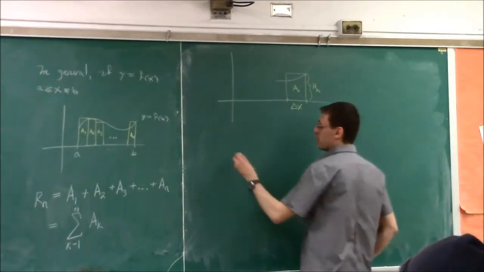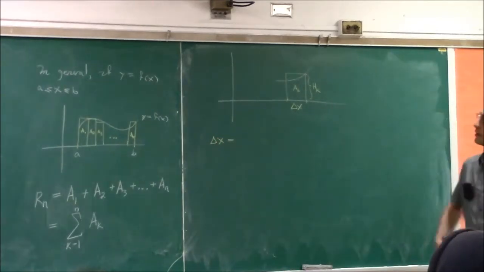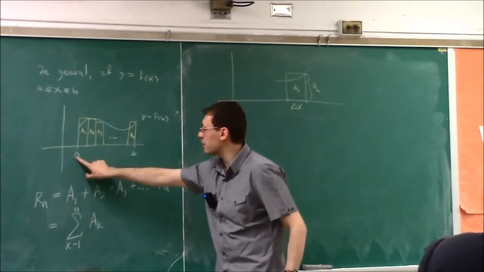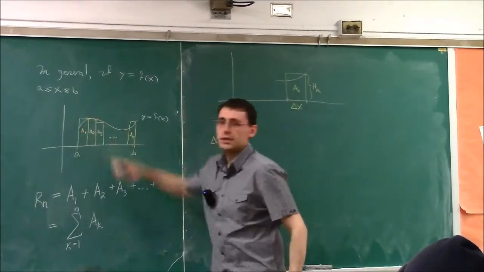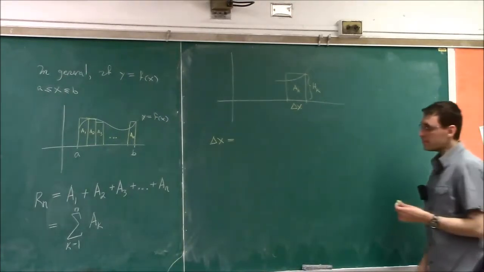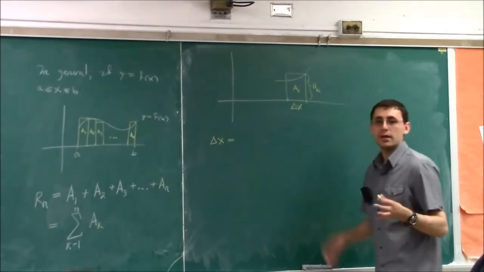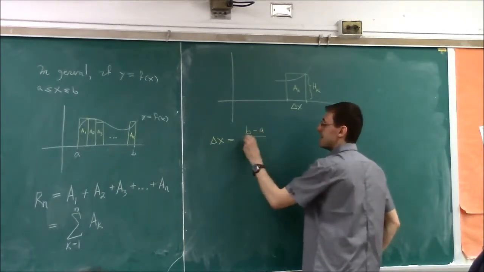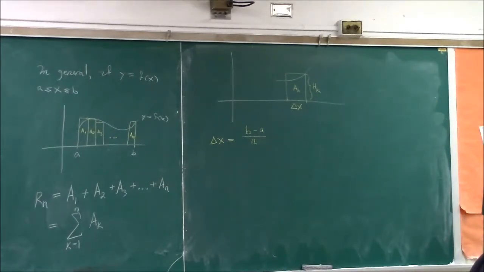So first of all, tell me what is delta x. Can you see what it is? We placed underneath this curve, so this curve stretches over the interval from a to b, and we have n approximating rectangles, and each rectangle has the same width. What's delta x? Right, so what you do is you take the full length of the interval and divide it into n segments. So that would be b minus a divided by n. Everybody says it?